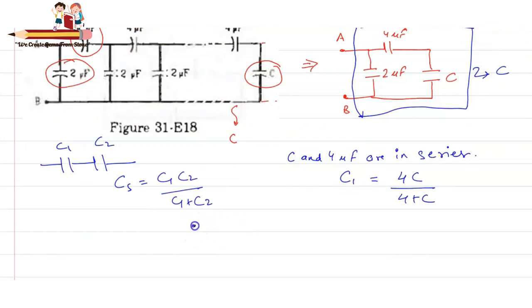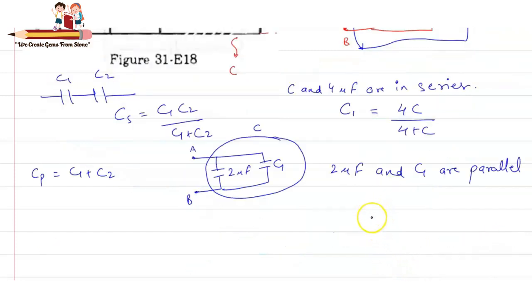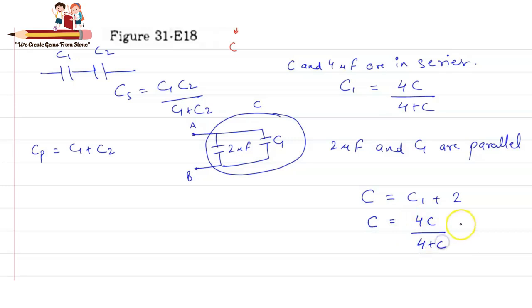Now when we redraw this figure, this is point A, this is point B, this is 2 microfarad, and this is capacitance C1. Now this whole capacitance is equal to C. When two capacitances are connected in parallel, the net capacitance is equal to C1 plus C2. So 2 microfarad and C1 are in parallel, and the net capacitance, which is equal to C, is equal to C1 plus 2. So we can write C is equal to 4C upon 4 plus C, plus 2.